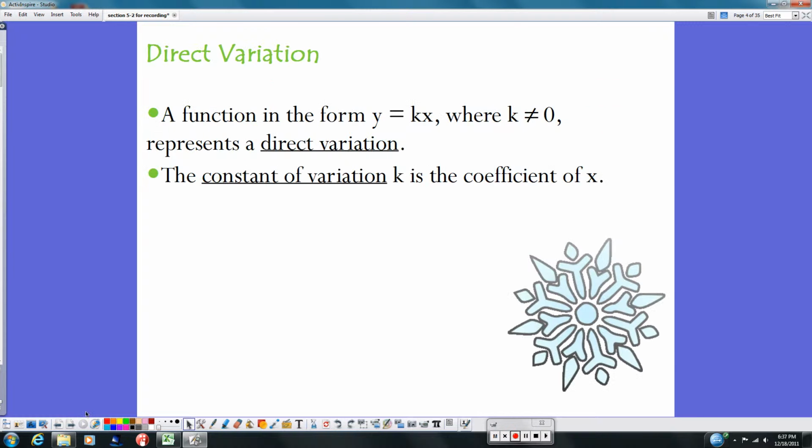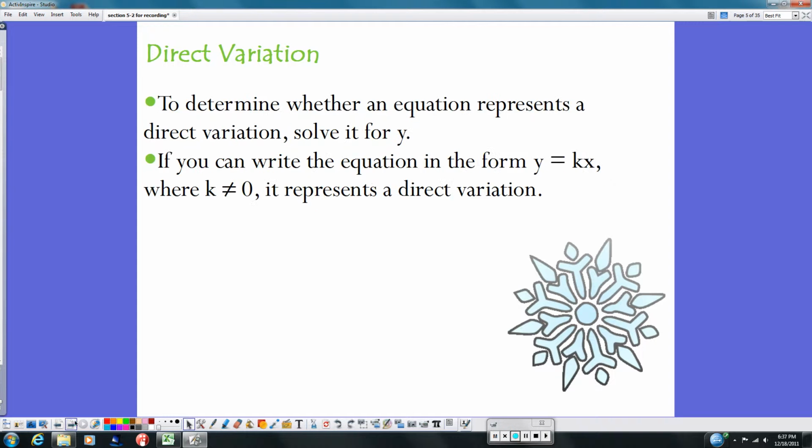So let's look at this. A function in the form of y equals kx, as long as k is not 0, represents a direct variation. The constant of variation k is always in front of x. To figure out if an equation represents a direct variation, we've got to solve the equation for y. If we can write the equation in the form y equals kx, as long as k does not equal 0, then it's going to be a direct variation.